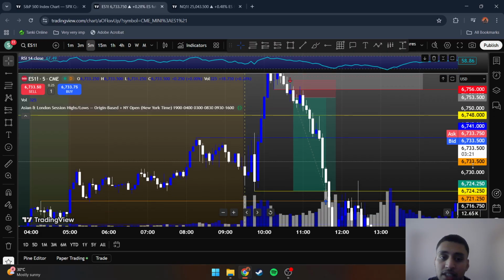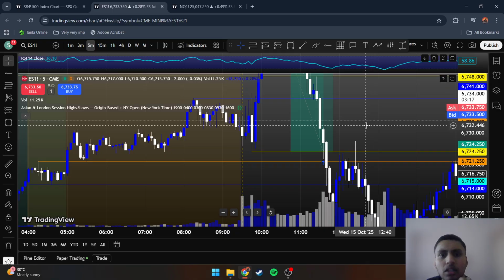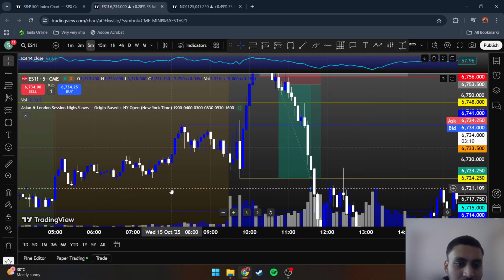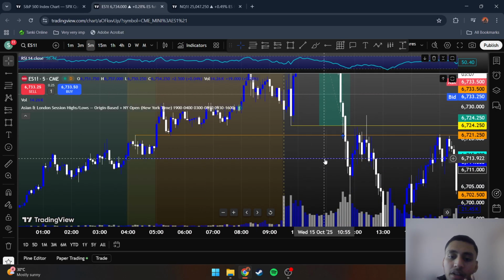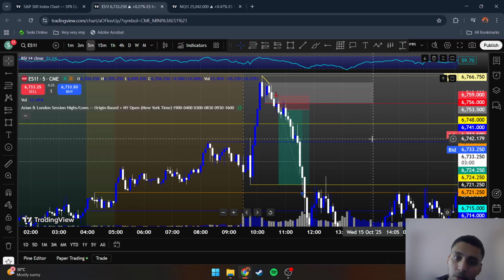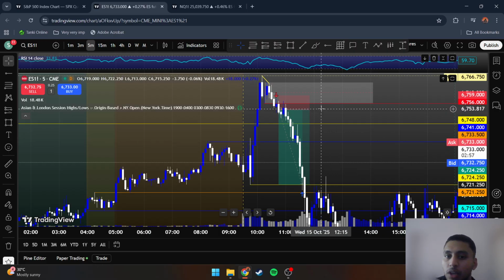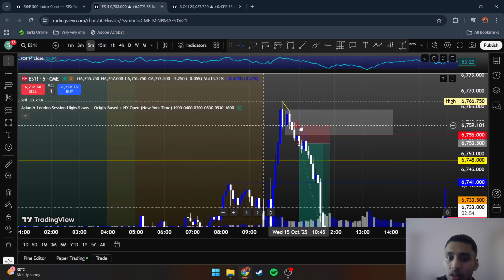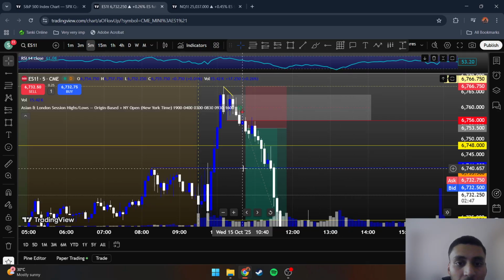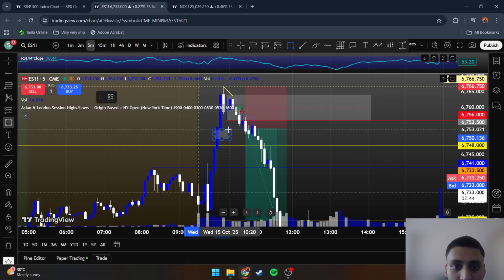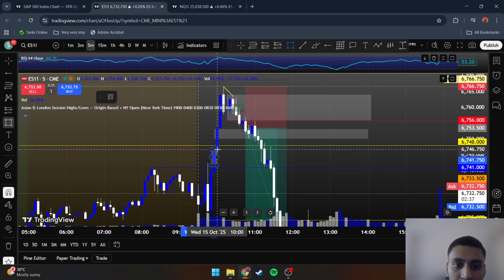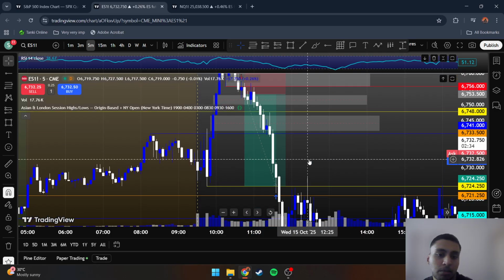Okay, and what did I target? I first targeted, I literally could have targeted this London session low. Where's the London? Yeah, right here. But since this huge move to the upside was made when the market opened, I wasn't sure that prices would go all the way down to the London session low. I was hoping prices would just fall below these levels, these fair value gaps.